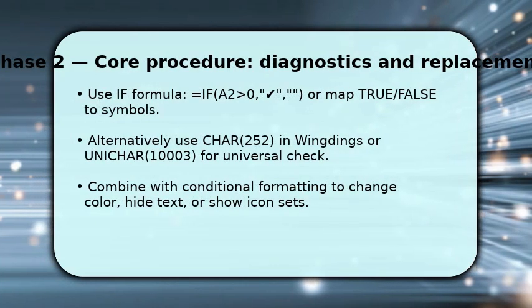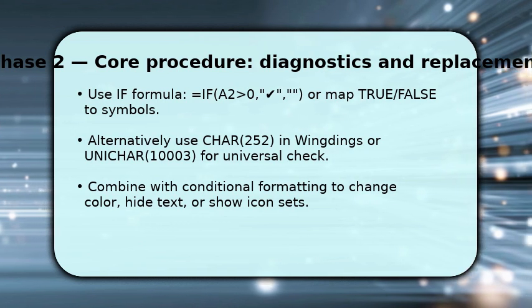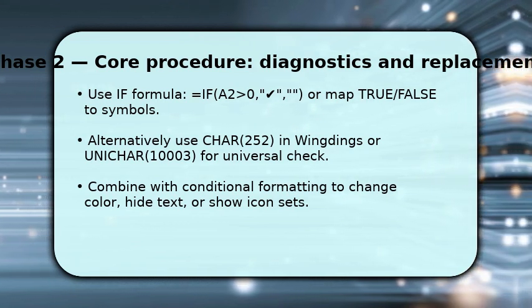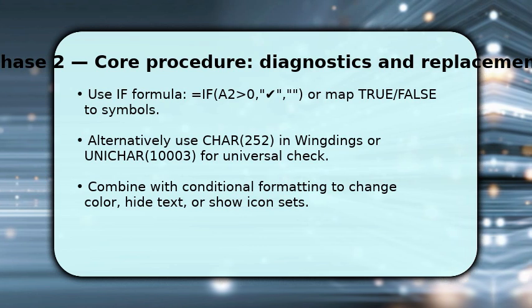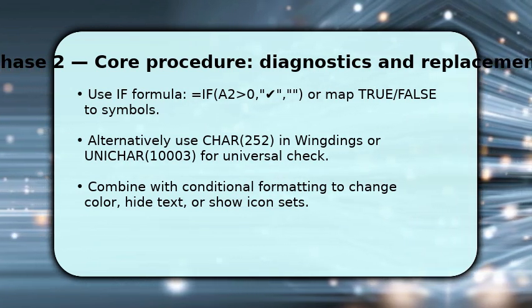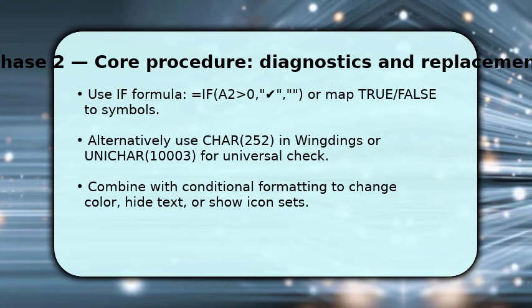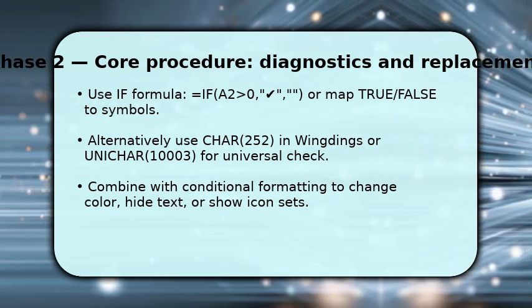Now you implement the check logic. Use IF to show a check when a condition is met. For example, equals IF, A20, heavy check mark, because this gives you control over when the mark appears. If you prefer fonts, use CHAR 252 in Wingdings or UNICHAR 10003 to produce a consistent symbol across systems.